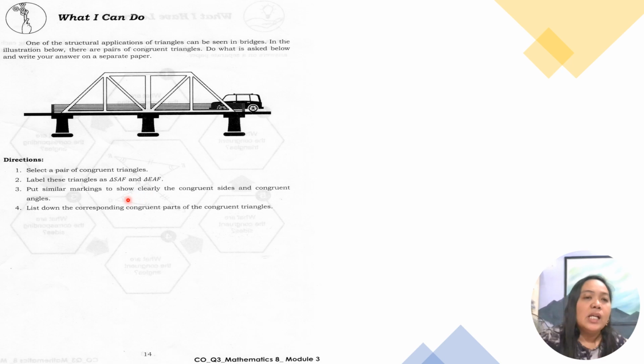Number 3, put similar markings to show clearly the congruent sides and the congruent angles. Remember, to the congruent sides, you have to put similar tick marks. To the corresponding congruent angles, you have to put similar arcs. And number 4, list down the corresponding congruent parts of these two congruent triangles. Again, for number 4, you have to list down the corresponding congruent parts. Now, you may begin.